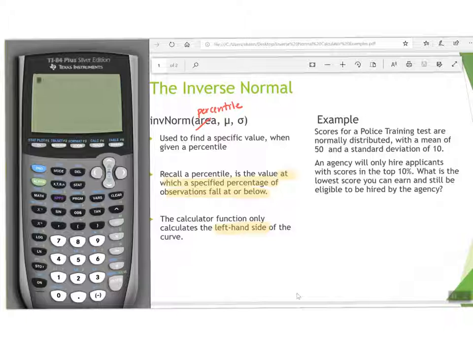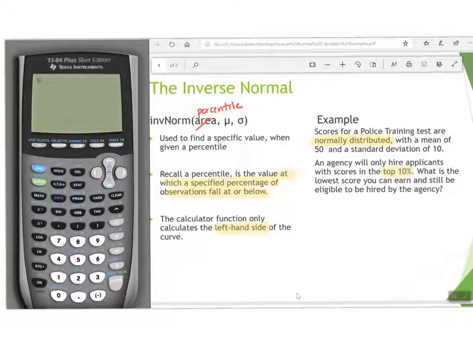Here's an example. It says scores for police training tests are normally distributed with a mean of 50 and a standard deviation of 10. So again, there goes that word normally distributed, so we should probably draw a curve and set the mean on that curve. An agency will only hire applicants with scores in the top 10%. What is the lowest score you can earn and still be eligible to be hired by the agency?